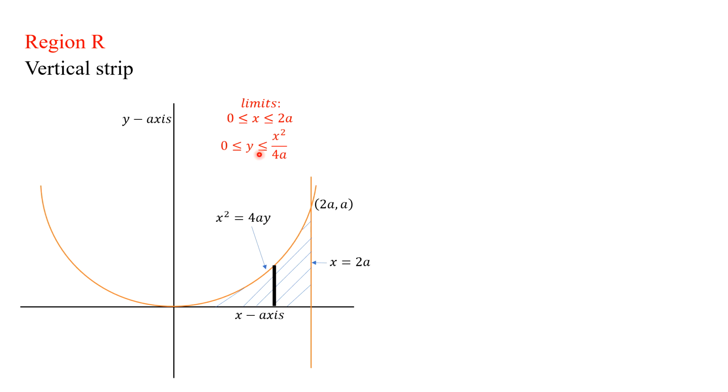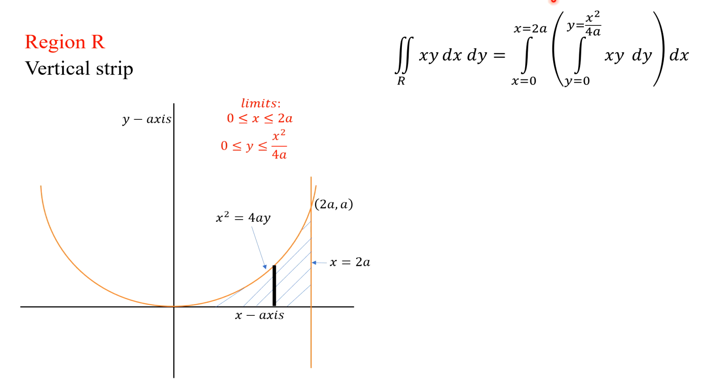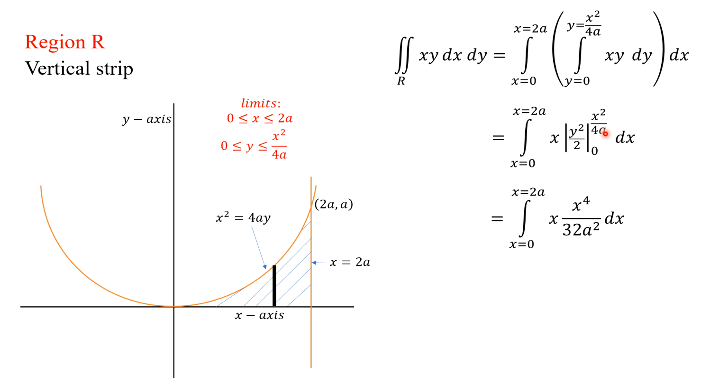When you take a vertical strip, limits of x are constants and limits of y are functions of x, and therefore we first integrate with respect to y and then with respect to x. While integrating with respect to y, you have to treat x as a constant. So when you solve this bracketed term, we get x into y square upon 2 with limits 0 to x square upon 4a, which is equal to x into x raised to 4 upon 32a square.